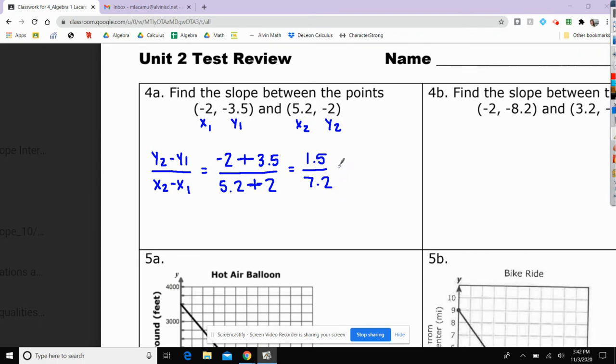When we divide these, we end up getting 0.2083 repeating, so 3, 3. But all that you need here is 3 decimal points. So if it goes on forever, we're going to round it to 3 decimal points, so 0.208.